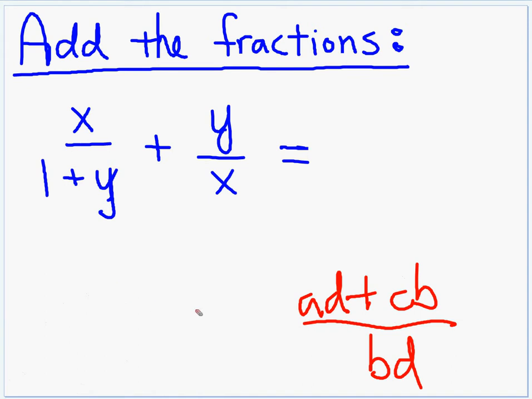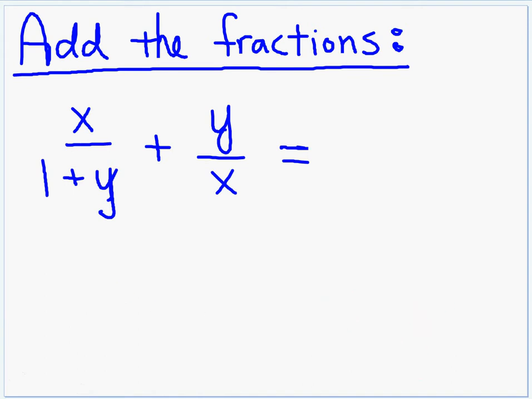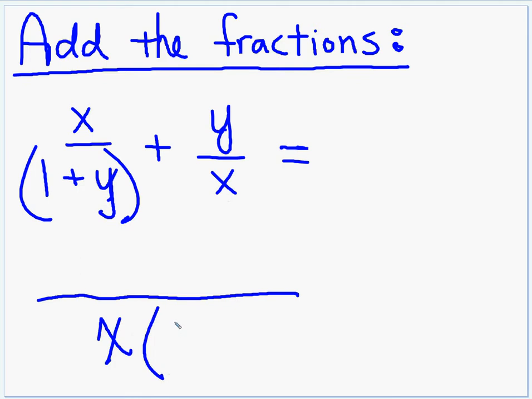We can do something similar with what I have written here in blue. So I'm going to do one big divider line, and my common denominator is going to be these multiplied: x times quantity 1 plus y. I would recommend not distributing. We might have a chance to cancel something later in the problem.